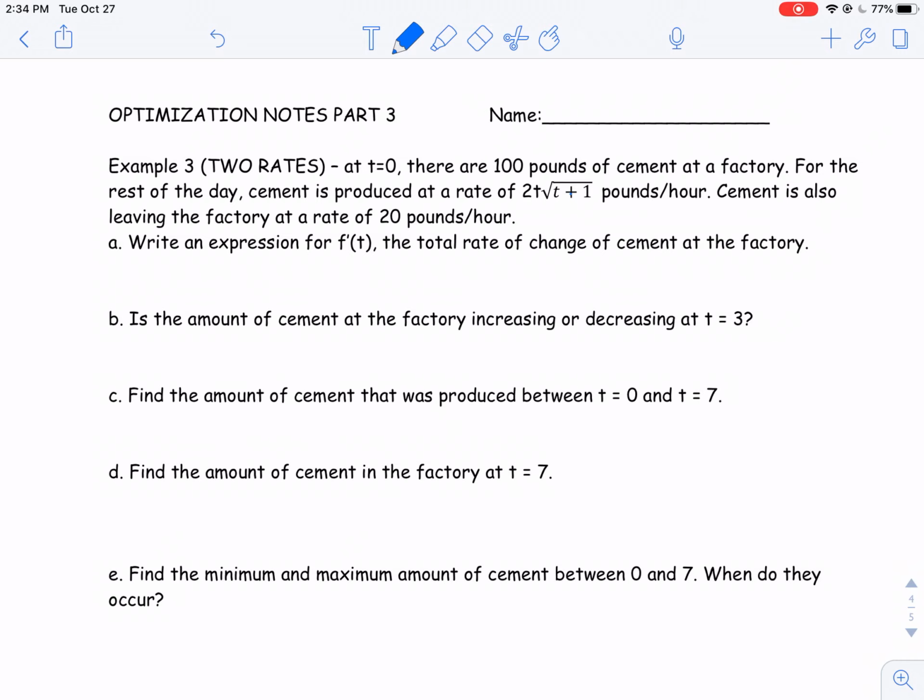Okay, my friends, so here we are back for the last type of problem on optimization. This is one where they're going to give you two rates of change. So here's another word problem, and I just want to walk through an example of what these will look like, but these are very common. You'll almost certainly see one on the AP test.